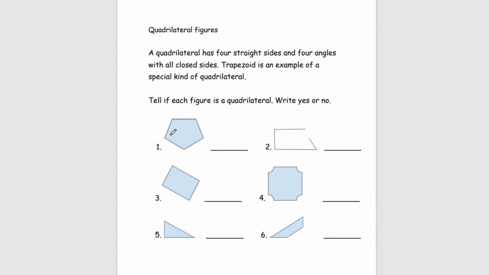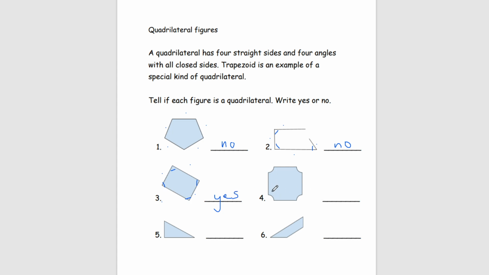Number one, here we have one, two, three, four, five sides. So that already tells us that number one is not a quadrilateral. Number two, here we have one, two, three, four sides, but we only have one, two, three angles. So number two is also not a quadrilateral. For number three, here we have one, two, three, four sides, and we have one, two, three, four angles. That tells us that yes, this is a quadrilateral.